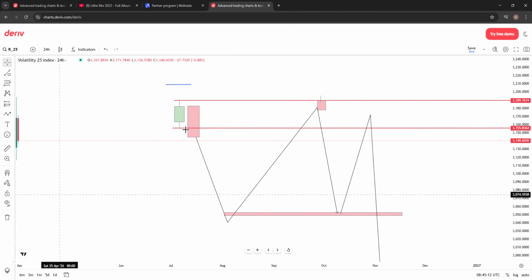Right. So this is our entry when using order blocks. So let's move on to the next entries using fair value gaps.